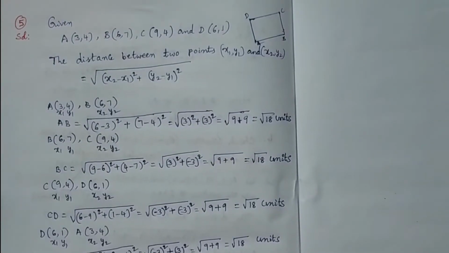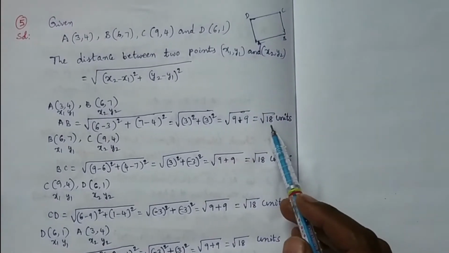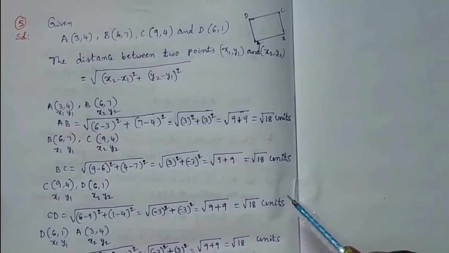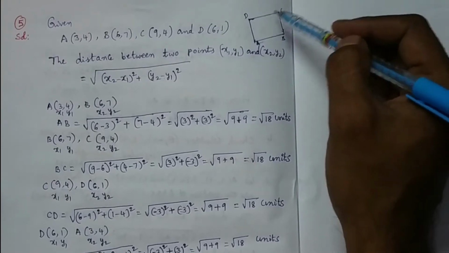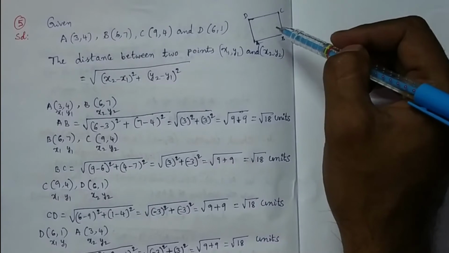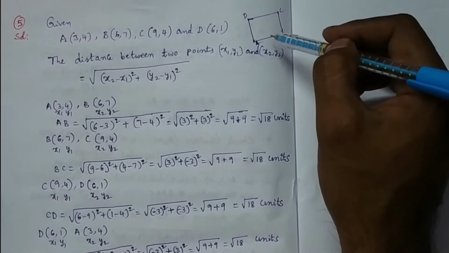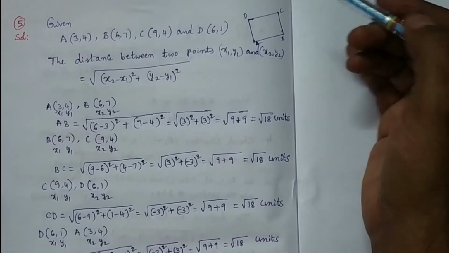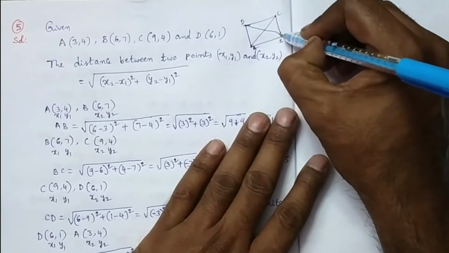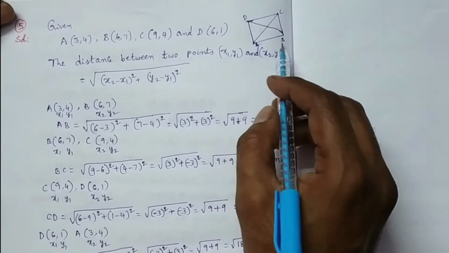By observing these four lengths of the quadrilateral, all are equal, that is root of 18 units. If the four sides of a quadrilateral are equal, it may be a square or a rhombus. To decide whether it is a rhombus or a square, we have to find the diagonals also. Let us find the diagonals.